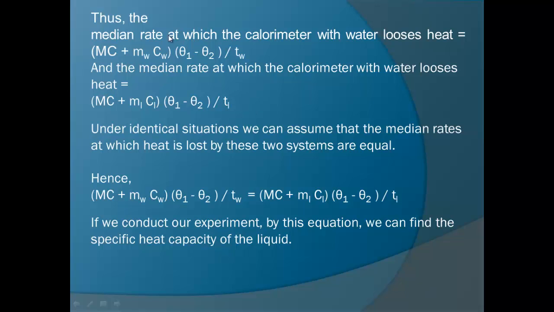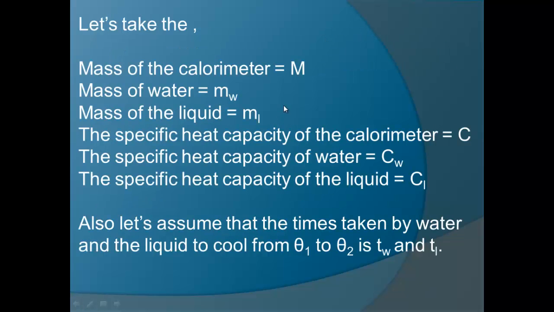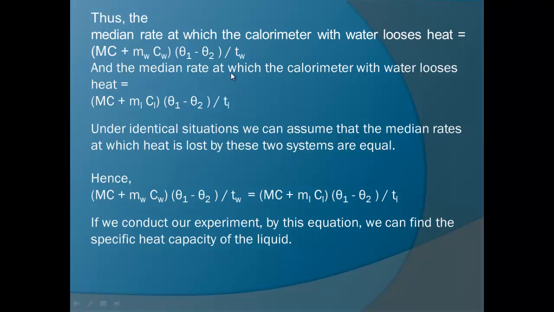So the initial temperature will be greater than the final temperature, so you have to subtract the final temperature from the initial temperature. So the mean rate at which the calorimeter with water loses heat is equal to the mass of the calorimeter times its specific heat capacity, which is C, times the temperature difference over time. So we are actually taking the rate of change of heat, right?